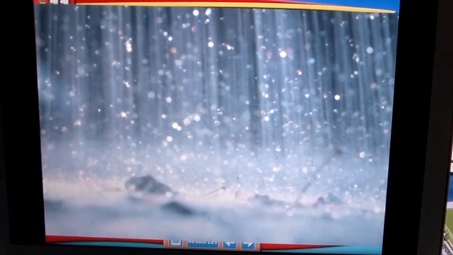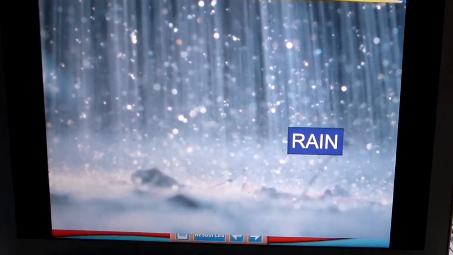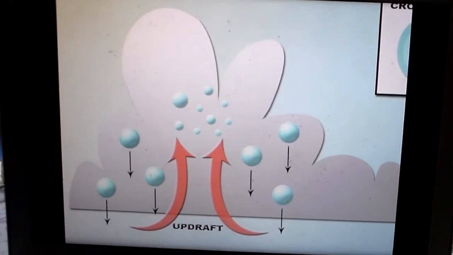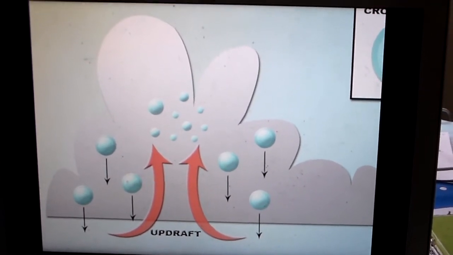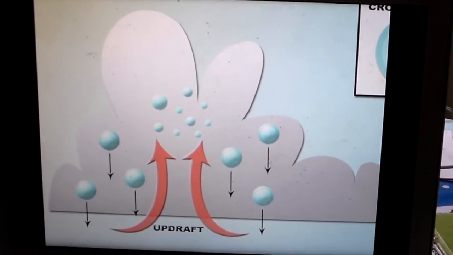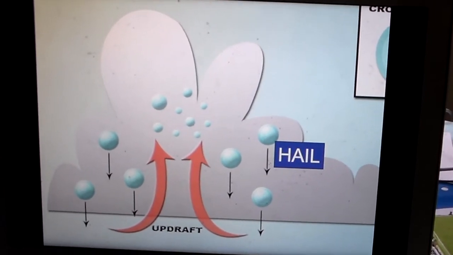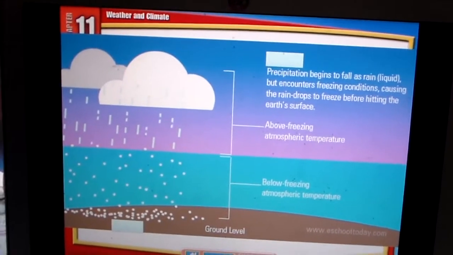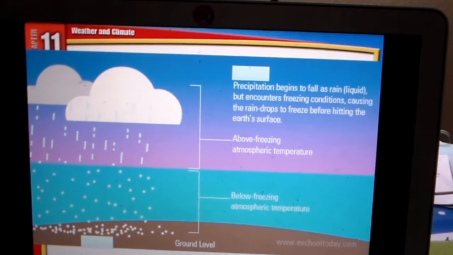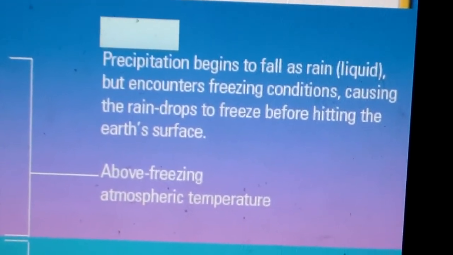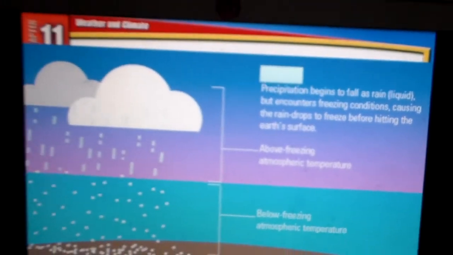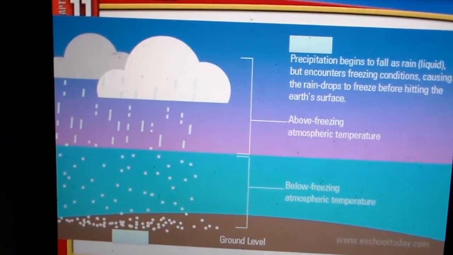Our next type of precipitation falls from the sky in those circular droplets. We definitely have had this this week. This is rain. And this type of precipitation starts in a giant cumulonimbus cloud where updrafts push the water droplets upward and make them freeze into little stones. This is hail. Our next one, I know this image isn't the best, so let me zoom in. Here it says, precipitation begins to fall as rain, but encounters freezing conditions, causing the raindrops to freeze before hitting Earth's surface. So again, you can see it starts as liquid water and turns to solid.